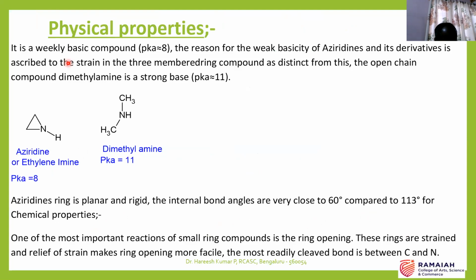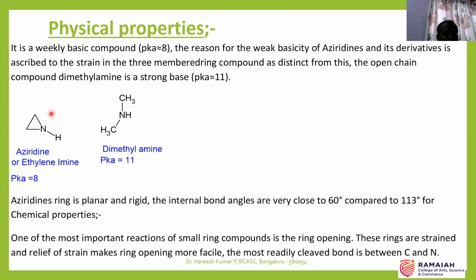In the next slide, we are talking about the physical properties of this 3-membered nitrogen-containing heterocyclic compound. More particularly, it's a saturated heterocyclic compound. When you are comparing basicity, this is a comparison with dimethylamine. Dimethylamine is more basic compared to aziridine. That's because of the strain.